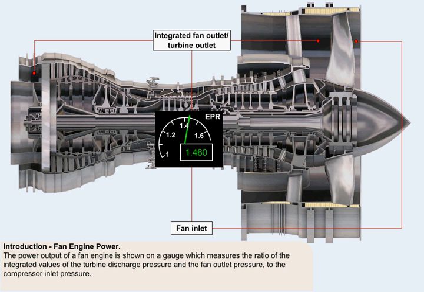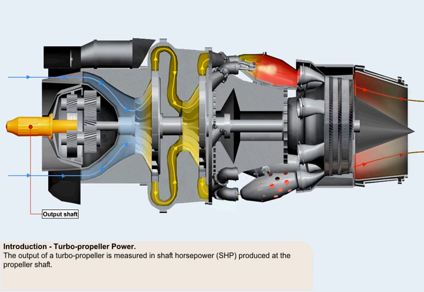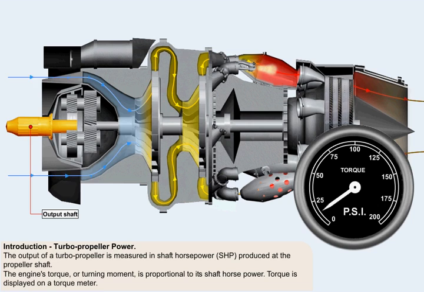The power output of a fan engine can be shown on a gauge which measures the ratio of the integrated values of the turbine discharge pressure and the fan outlet pressure to the compressor inlet pressure. The output of a turboprop is measured in shaft horsepower, or SHP, produced at the propeller shaft. The engine's torque, or turning moment, is proportional to its shaft horsepower. Torque is displayed on a torque meter. P7, EPR, and torque meters are all covered in engine instrumentation on this disc.